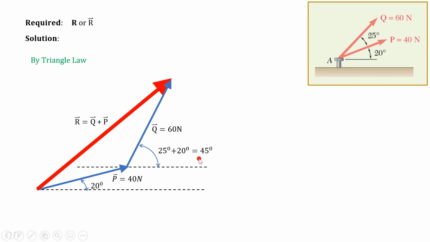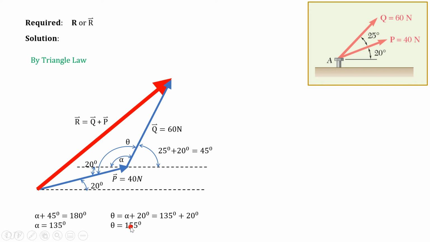looks similar to the previous method, in which the 60 Newton force with respect to the horizontal axis is inclined by 45 degrees. So we apply the alternate interior angle theorem so that we can have this angle, and to get the interior angle that is opposite to the resultant, we first denote that angle to be alpha, and take note that alpha and 45 degrees are supplementary angles. Therefore, alpha is equal to 135 degrees. So theta, the interior angle, or the angle opposite the resultant, is equal to alpha plus 20 degrees, and we get theta is equal to 155 degrees.